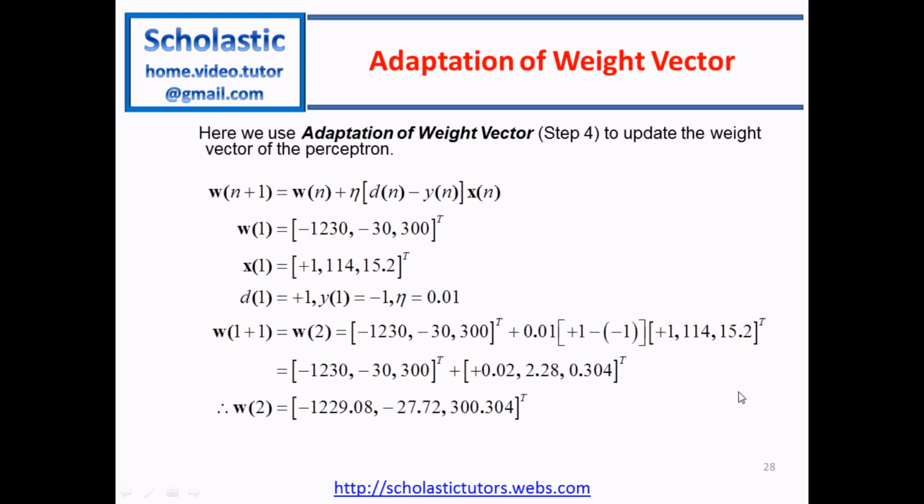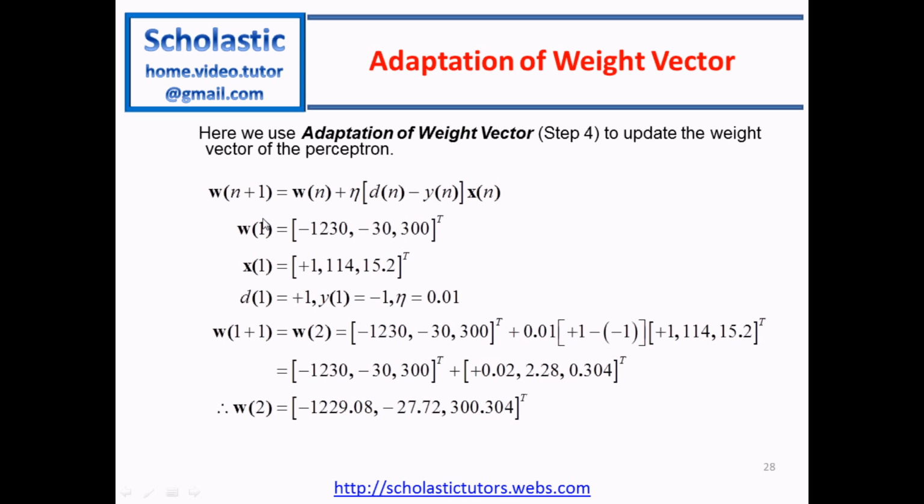So now we come to this adaptation vector business. We have an equation where we need to find the new weight by using the previous weight. The desired output was +1, but we got -1 as the output from the system. Therefore we have a +2 here.